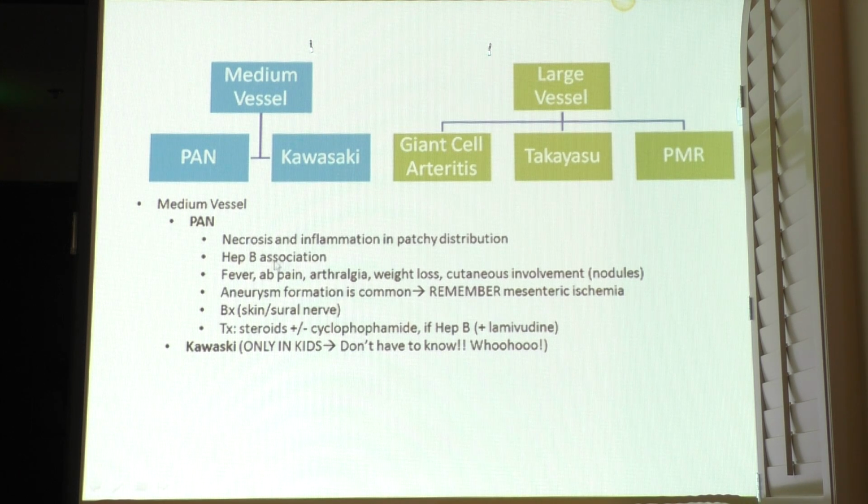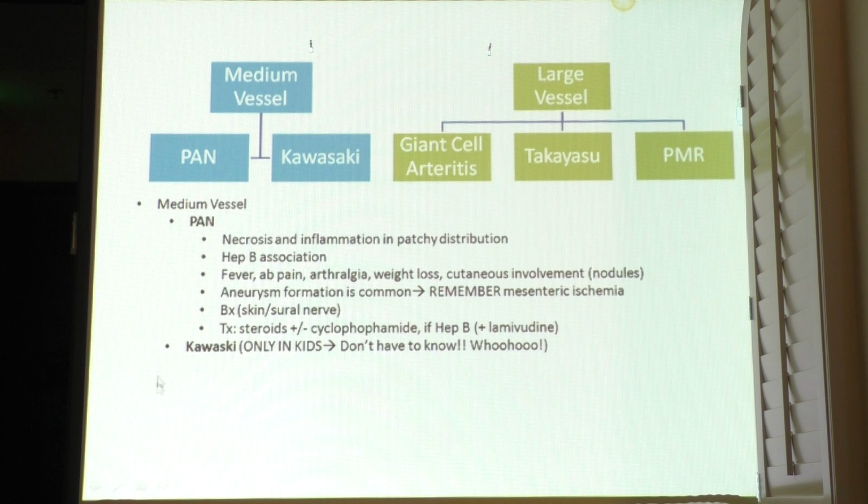vasculitis. So the medium vessel is the PAN. The association is the hepatitis B. The patients can have necrosis and inflammation in a patchy distribution. They can present with mesenteric ischemia. The diagnosis is done with biopsy of the skin or biopsy of one of the nerves if they present with mononeuritis multiplex. You treat it with steroids plus or minus cyclophosphamide, and if the patient has hepatitis B, they just need to get treatment for hepatitis B.